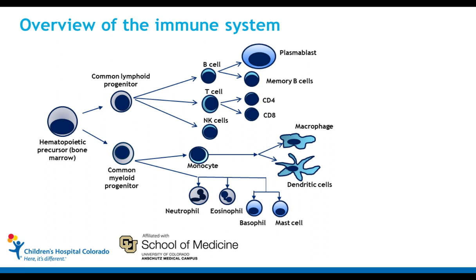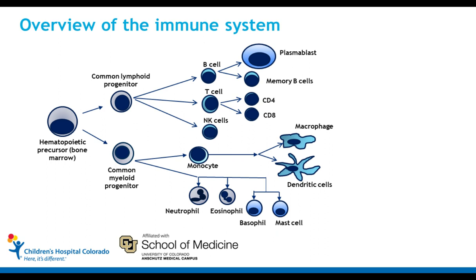T cells may develop commonly into helper T cells or CD4 T cells, or cytotoxic T cells, CD8 T cells. Of course, this is a rather simplistic picture of development of the immune system. T cells have many, many more subsets, as do B cells, but these are the major subsets we often consider when starting an initial workup for immune deficiency.